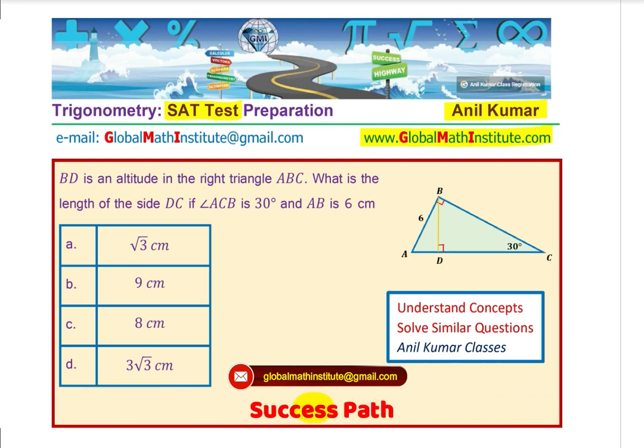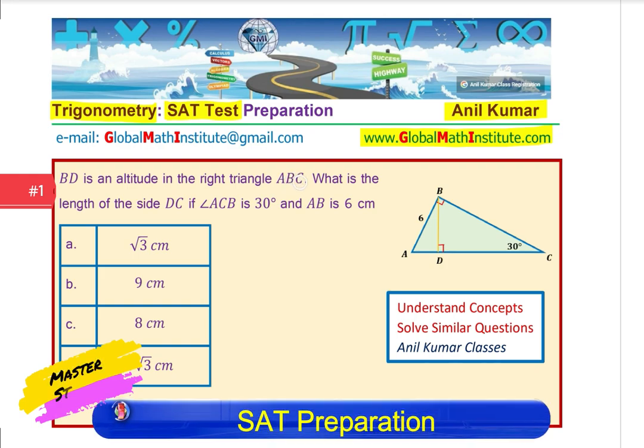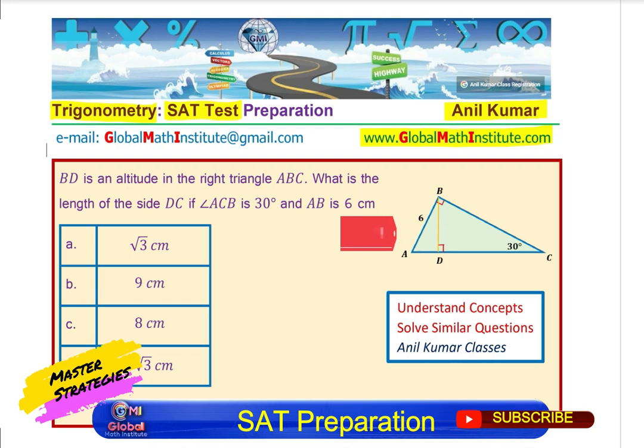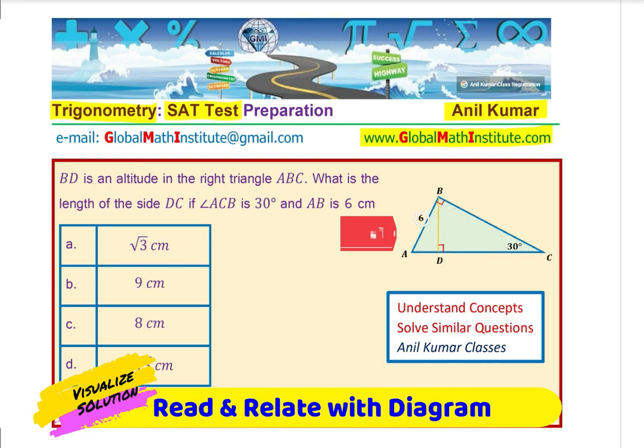We'll focus on trigonometry and then take up rational functions. Here is a question for you. BD is an altitude in the right angle triangle ABC. What is the length of the side DC if angle ACB is 30 degrees and AB is 6 centimeters? So that's the triangle ABC, B 90 degrees, 30 degrees angle C, 6 centimeters is the length A to B. You have to find the length from D to C.